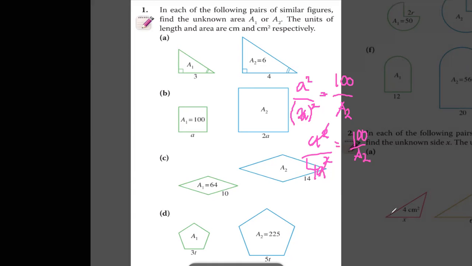I cross out the a squared. So 1 over 4 equals 100 over the second area. So the area of the second square is 400 centimeters squared. Okay, after you finish copying, please try to do number 1C and D by yourself. I give you 5 minutes. Do exactly the same way as what I did for 1A and B. You have to square the side to compare with the area.